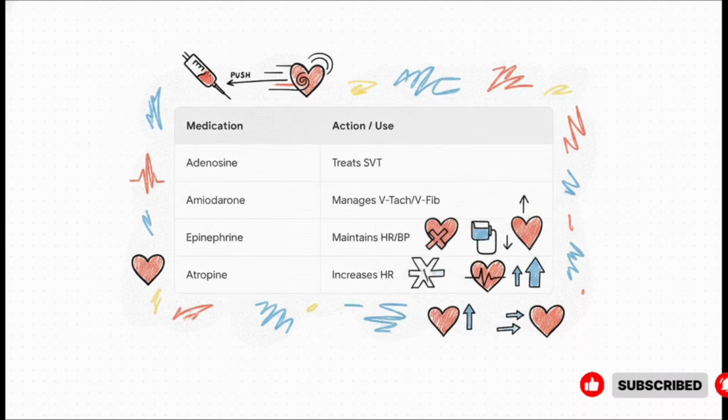When the heart's grid fails, we call in the heavy biochemical hitters. Adenosine is basically a reboot button for supraventricular tachycardia, but it requires a very rapid IV push and immediate flush. Amiodarone acts as a potassium channel blocker that slows things down, making it a go-to for life-threatening VTAC and VFib. Then you have epinephrine, your main vasopressor for managing full cardiac arrest to maintain heart rate and blood pressure. And finally, atropine steps in to increase the heart rate when a patient is stuck in a dangerous, sluggish bradycardia.